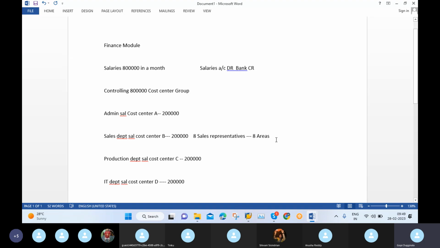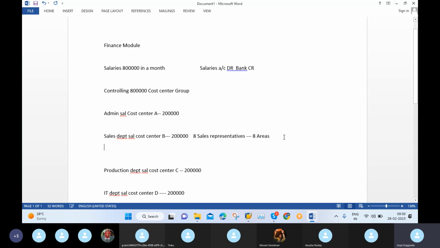For example, if I want to control my cost, especially from the salaries point of view in the controlling module, then I will be removing some of the 8 sales representatives. Within those 8, I will remove 4 and continue with only the remaining 4 representatives. But the thing is, these 4 representatives will cover 8 areas.